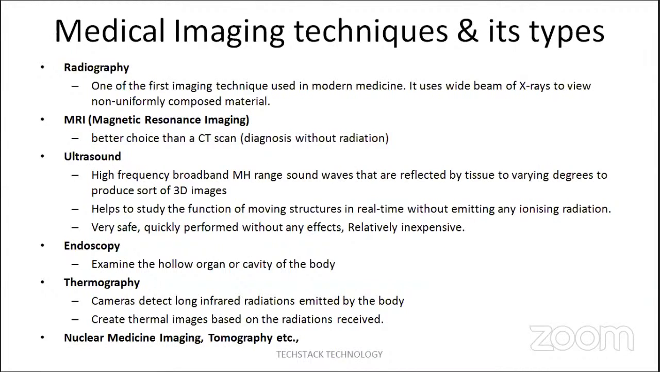And the next one is called the MRI. Again, we know about MRI scans, everything. This is better than a CT scan. Why? Because there is no radiation usage in MRI. Again, it provides images in digital form.